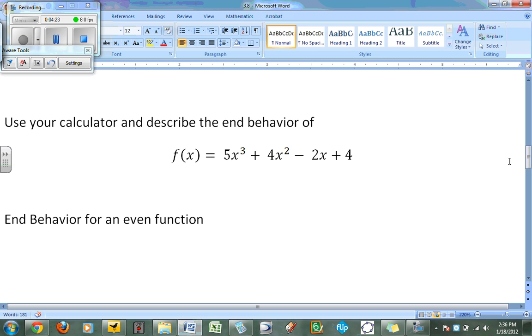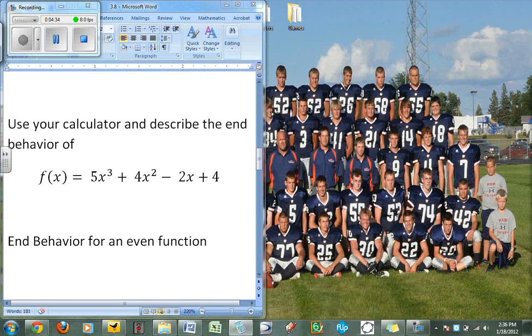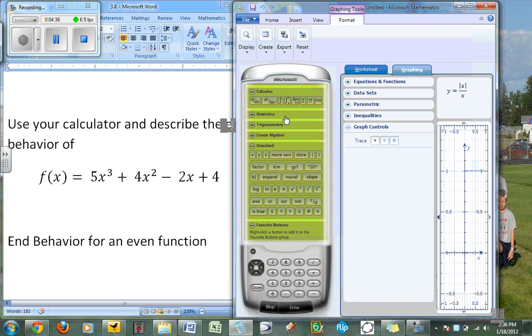We're going to use your calculator to describe the end behavior of a function. I'm going to show you this function. I'm going to pull it up on my calculator over here, and I'm going to go ahead and type it in here. Let's see.